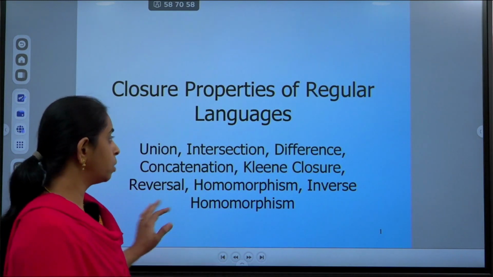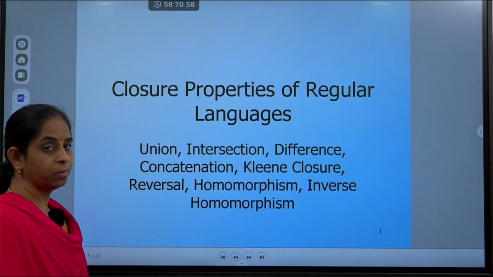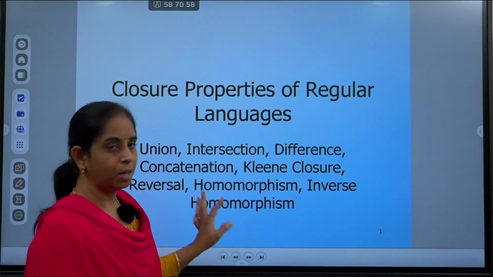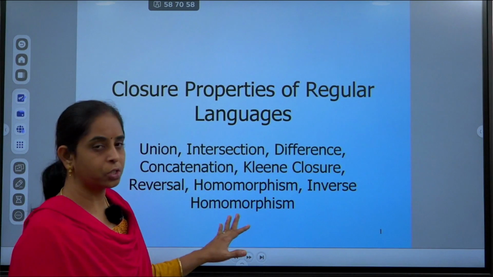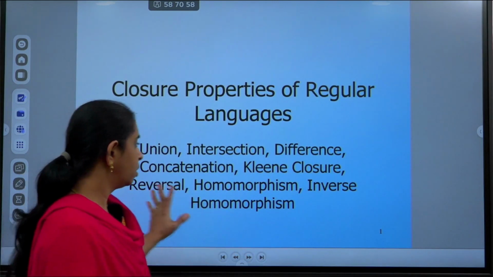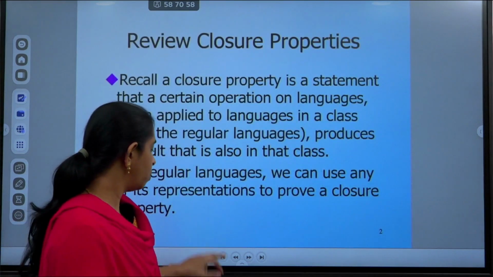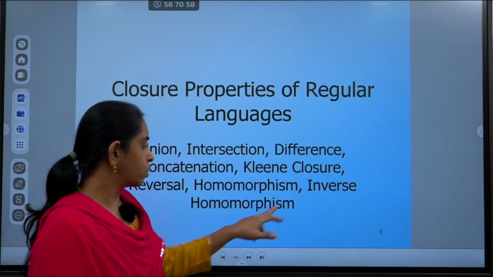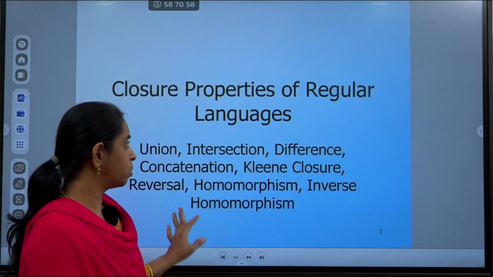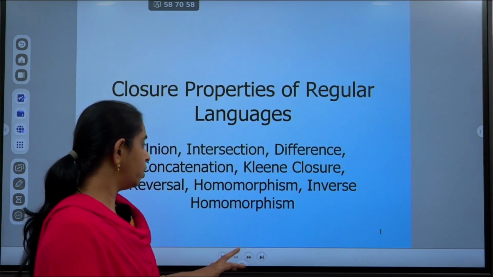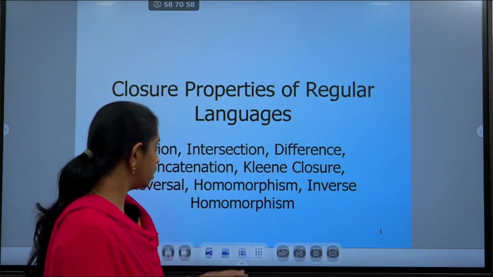Now we have the closure properties of regular languages. These include union, intersection, difference, concatenation, Kleene closure, reversal, homomorphism, and inverse homomorphism. All these are closure properties of regular languages. We will see one by one how regular languages satisfy these closure properties.